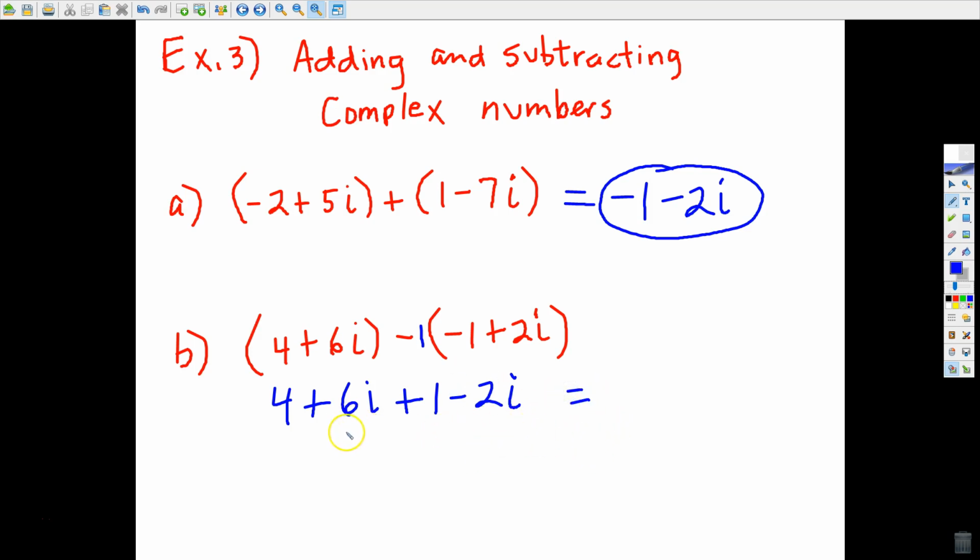Okay, Zach, can you finish this off and combine like terms? Very good. 5 plus 4i.